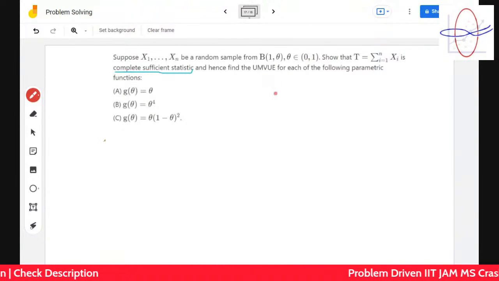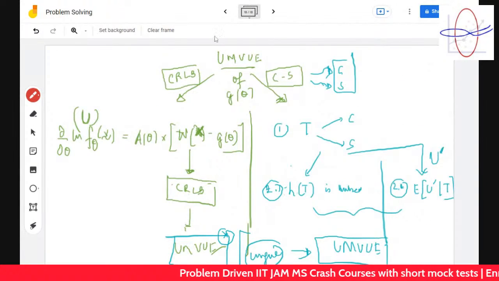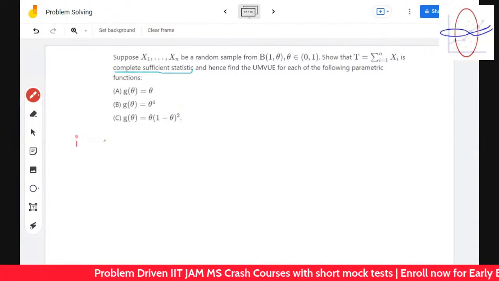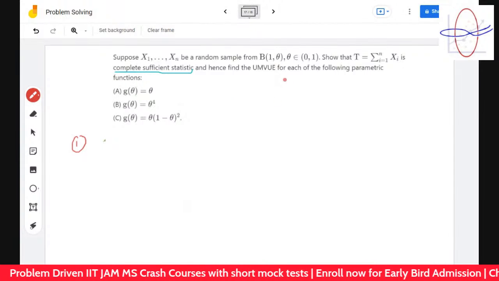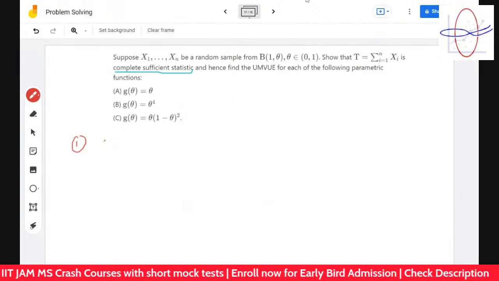So let's find out first. In both the cases, you have to find out the joint distribution first. So find out the joint distribution. So for Beta(1, theta), can you tell me the distribution, what it will be?